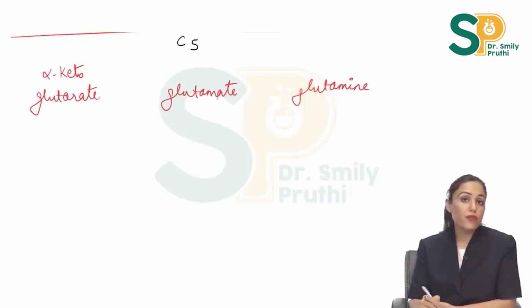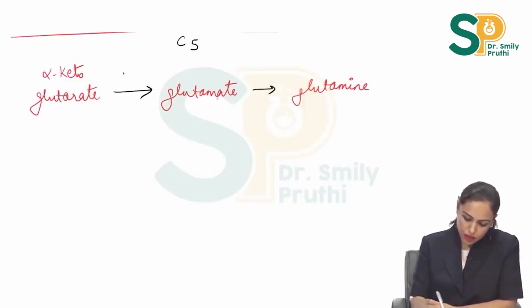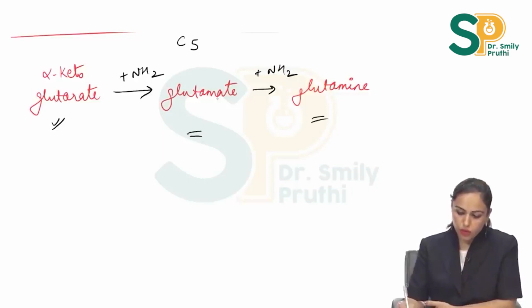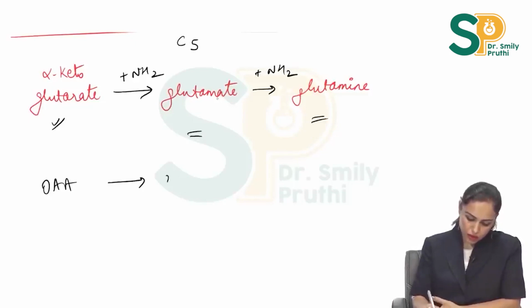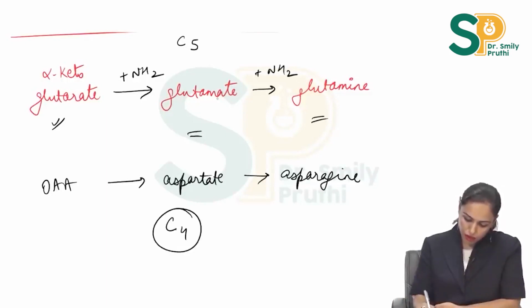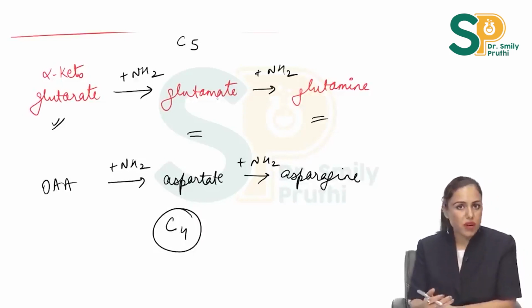Now it is very easy to learn the difference when I have written these 3 compounds like this. On the right hand side, make an arrow and keep on adding an amino group. So if you add one amino group to alpha ketoglutarate, it becomes glutamate. You add one more amino group, it becomes glutamine, right? Similarly, oxaloacetate will form aspartate, which will further form asparagine. All these compounds have 4 carbons, and again, keep on adding an amino group. Add one amino group to oxaloacetate, it will become aspartate. Add one more amino group to aspartate, it will become asparagine.